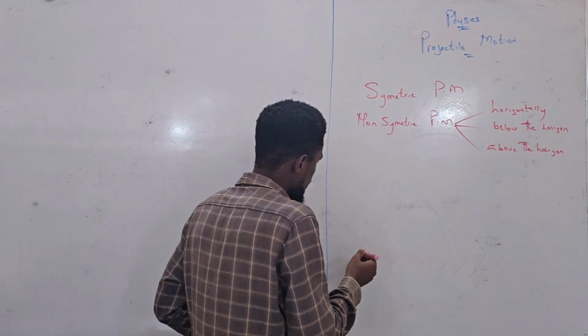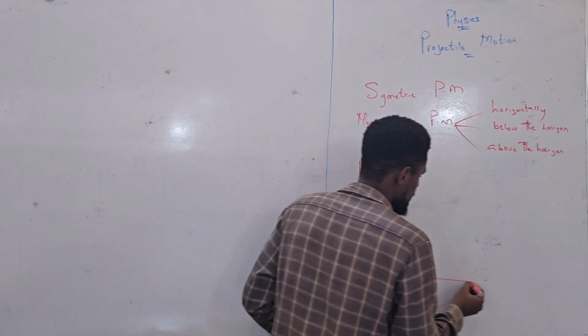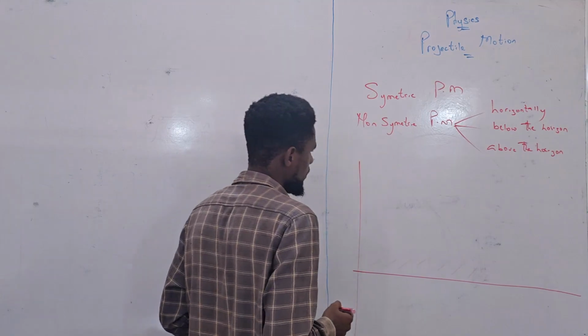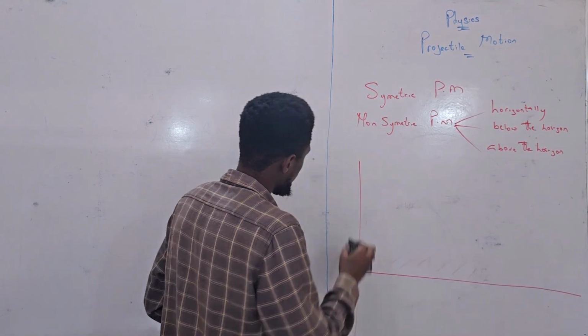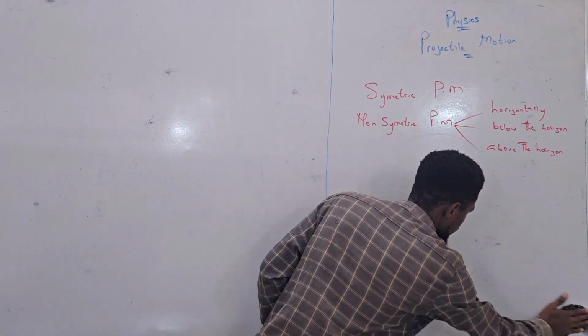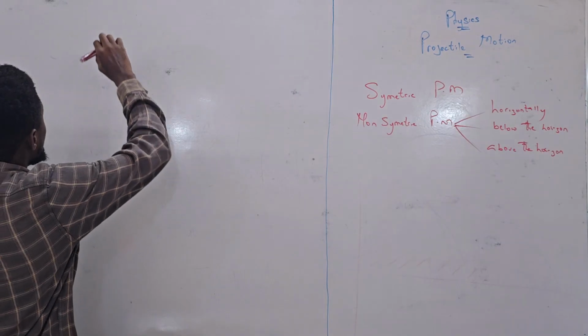Now, how can we illustrate this? So let's draw our x and y plane. So we have something like this. And then, okay, let's use the other part of the board so we can have more space to talk about this.